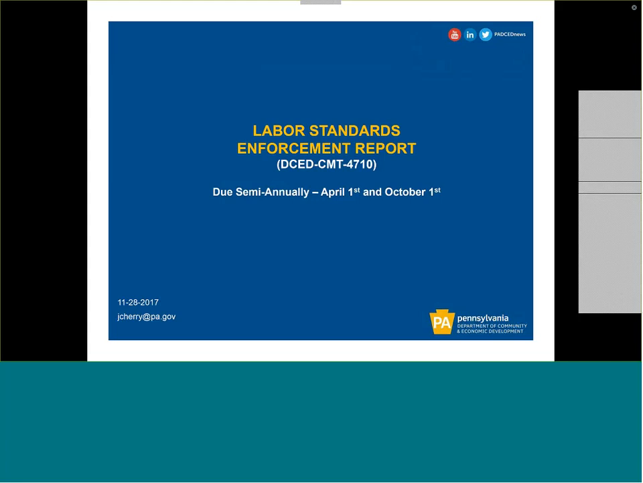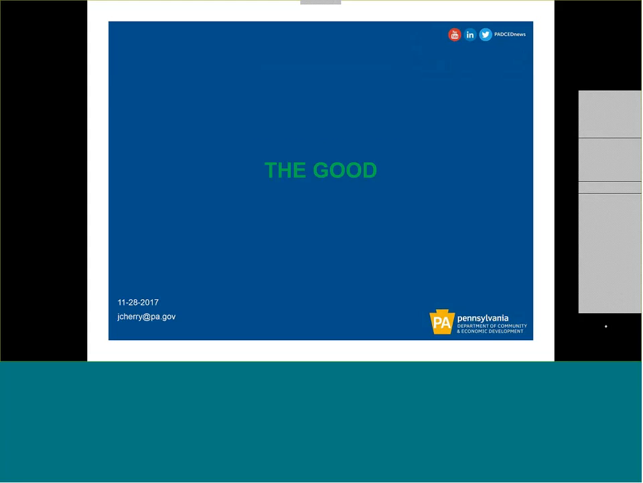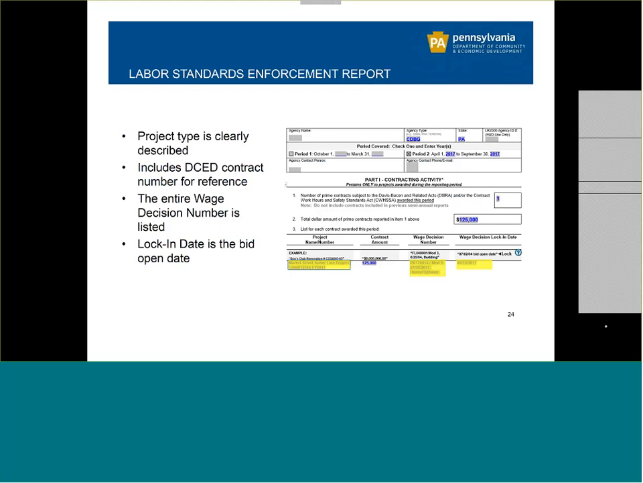Okay, moving on to labor standards, the enforcement report. This is a semi-annual report. We're just going to go over a couple of quick examples. This is a good example. This clearly describes what type of project is occurring, and this is a sewer line project. It includes both the DCED contract number and the federal fiscal year associated with the contract number.